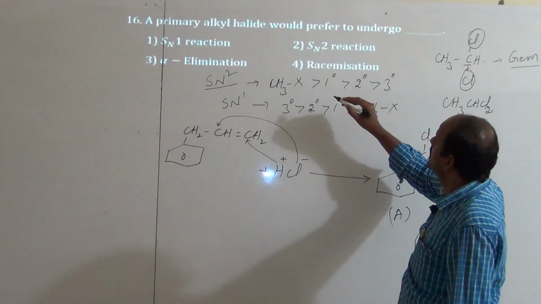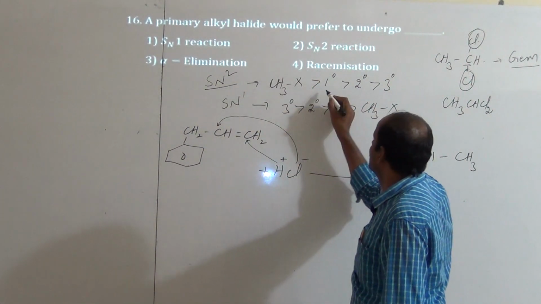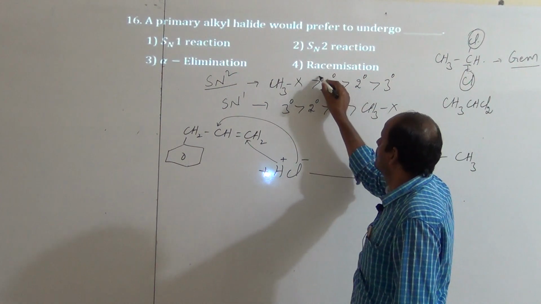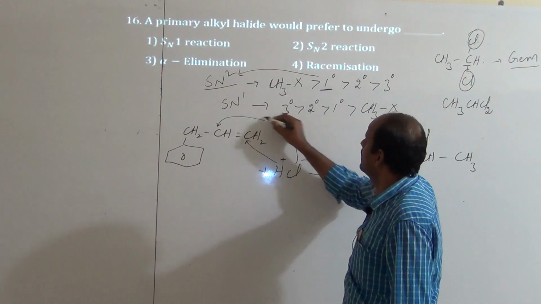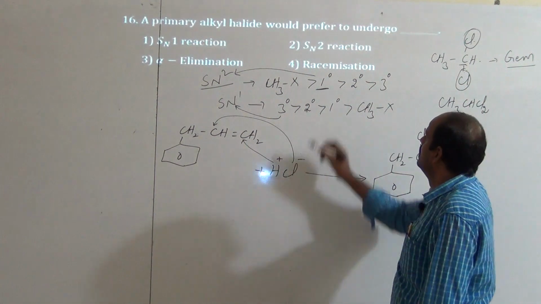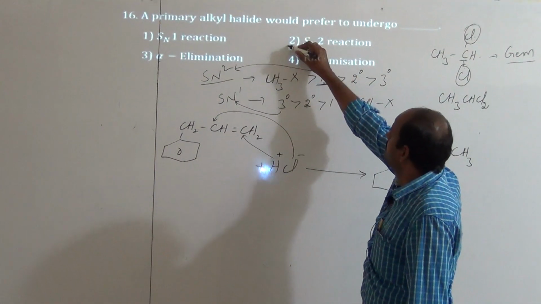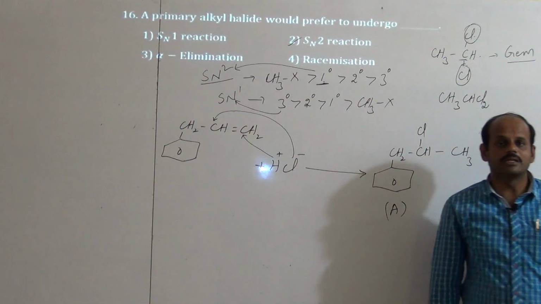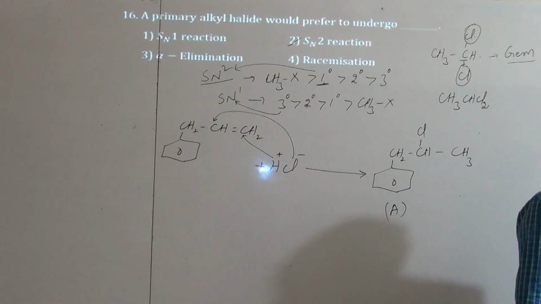Thus they asked here about primary alkyl halides. Almost all primary alkyl halides undergo SN2, tertiary alkyl halides undergo SN1. Thus primary alkyl halides undergo which type of reaction? SN2 reaction mechanism. Okay.